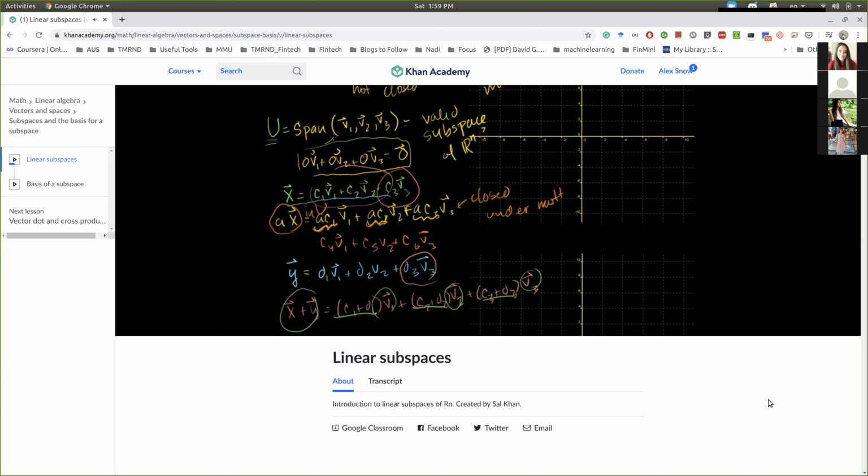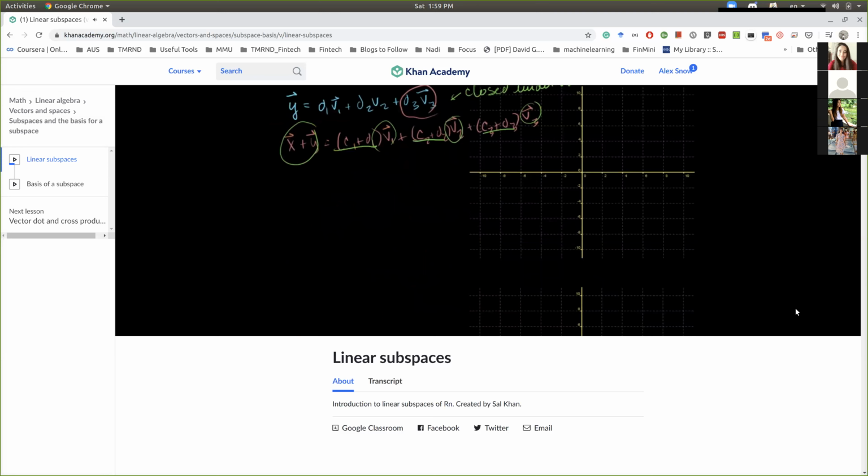So we are definitely closed under addition. Now you might say, hey Sal, you're saying that the span of any vector is a valid subspace, but let me show you an example. Let me just define U to be equal to the span of just one vector. Let me just do a really simple one. Let's say it's just the vector 1, 1. Clearly this can't be a valid subspace.